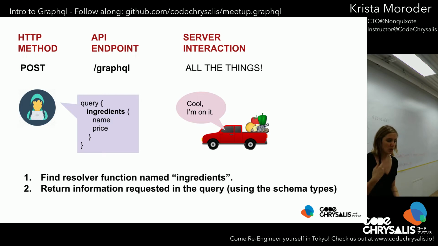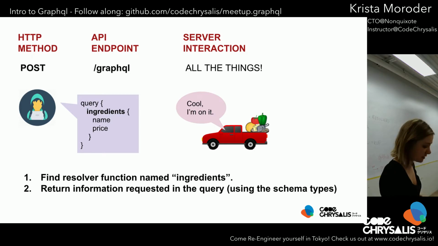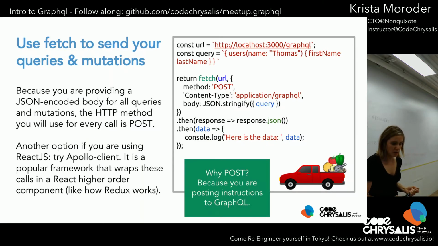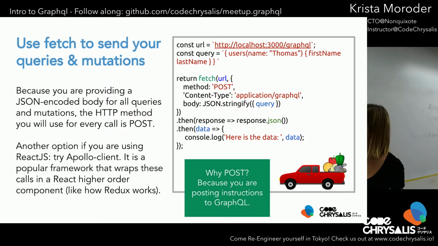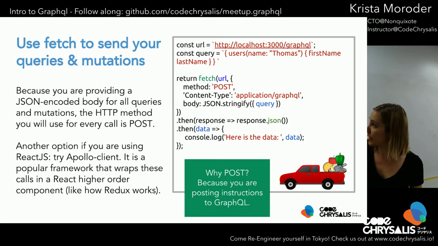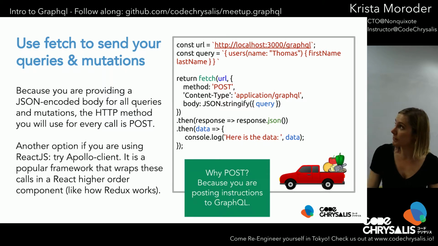All right, so I'm calling post. It goes to GraphQL. I sent those instructions, query, ingredients, name, and price, and then what I get back is all the ingredients and their name and their price. So that's on the client side. This is what it might look like in the code, for example. So again, I'm fetching using the method post. I'm sending that query to that endpoint, and then I should be getting back that data.